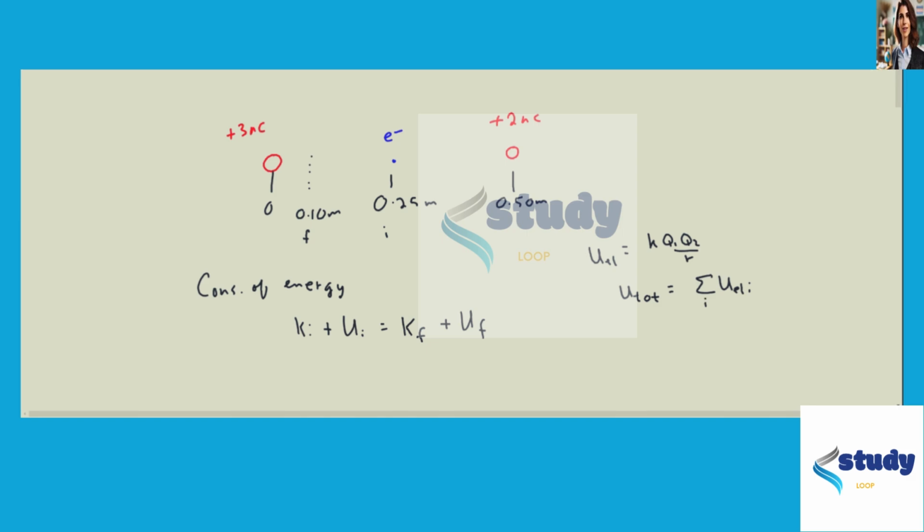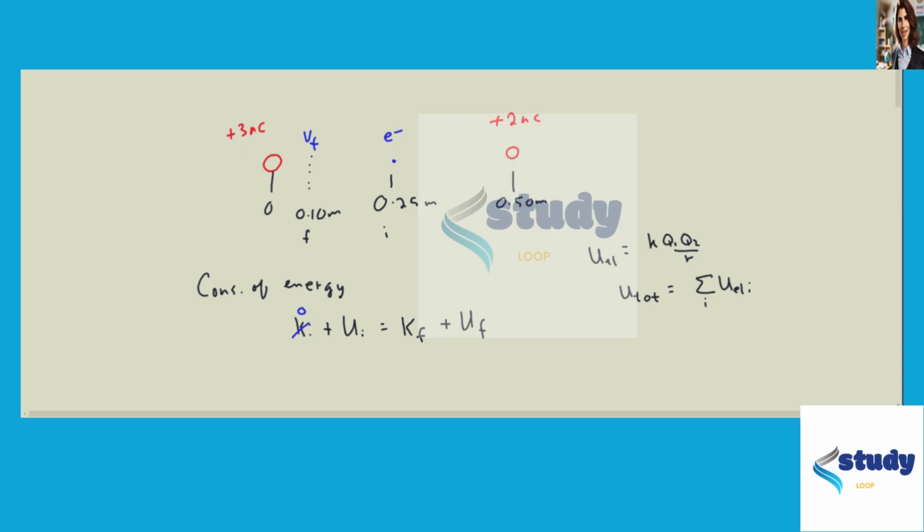Okay, so we're going to let this electron start from rest in the middle between a positive 3 nanocoulomb charge and a positive 2. We'll put the positive 3 at the origin. And there is no initial kinetic energy. We want to find the final velocity when the electron goes from the middle directly between the two charges to a point 10 centimeters to the right of the 3 nanocoulomb charge, or to the right of the origin.